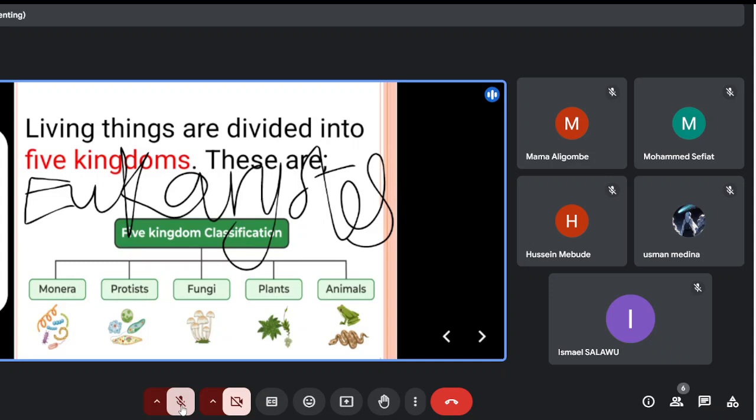So we have Euglena in that group, and we have Chlamydomonas. Even though Chlamydomonas is not seen as a protist, it also has features that make it look like plant and animal. What are the plant features? The presence of chloroplast in it containing chlorophyll. And what does that do? They are able to make their food by photosynthesis.